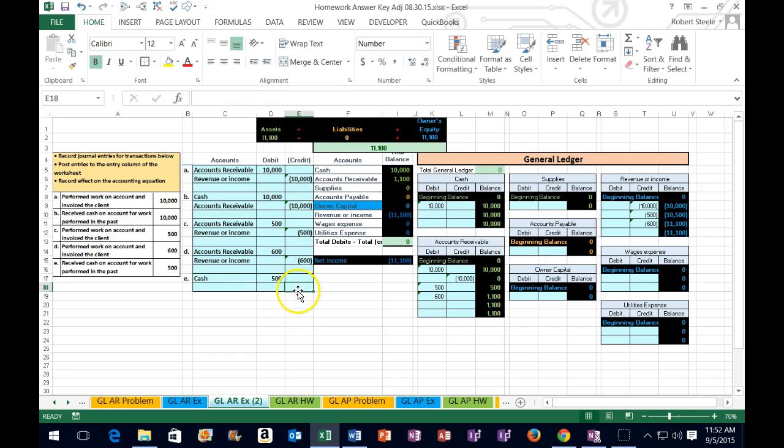I'm going to go into the credit. We're going to have to credit something for the same amount. So in cell E18, I'm going to say negative, left once, up once, and enter.